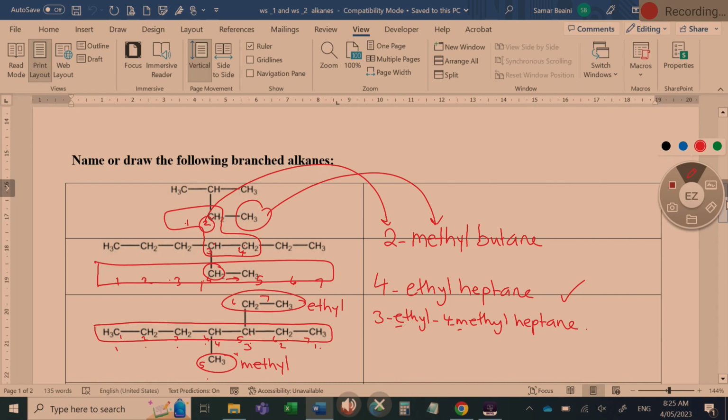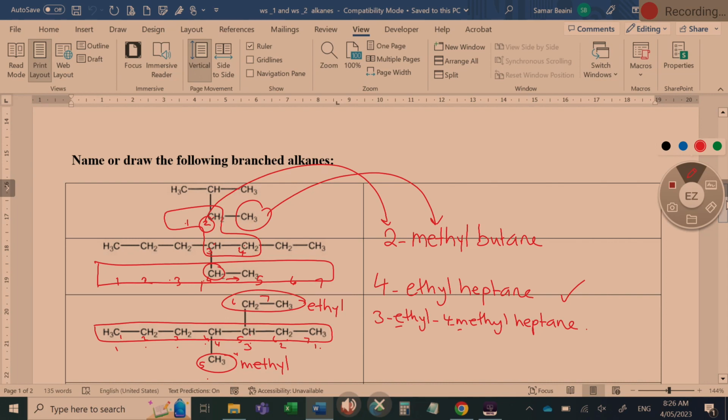This is where the comma comes in. A comma is used when I have two side chains at the same position. Miss, for propane, is it... Proper. Okay, all you need to do is drop the ane and add yl instead.